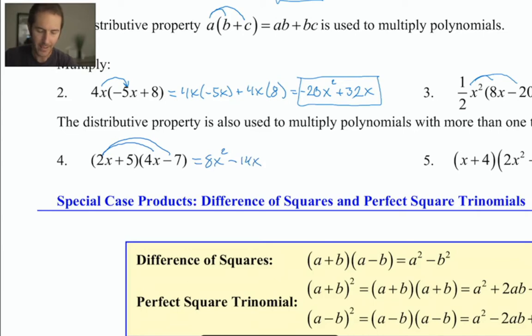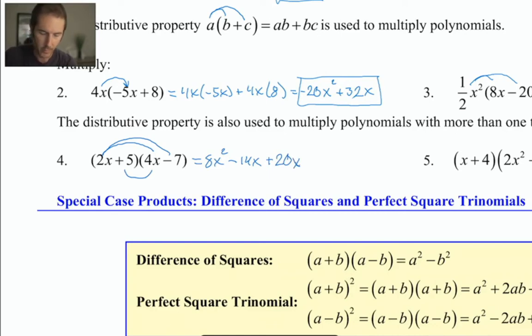And then the I in the foiling process stands for inner. And these two middle terms are the inner terms. So a positive 5 times a positive 4 makes positive 20. And there is a factor of x on the 4, so we'll bring that along, 20x.